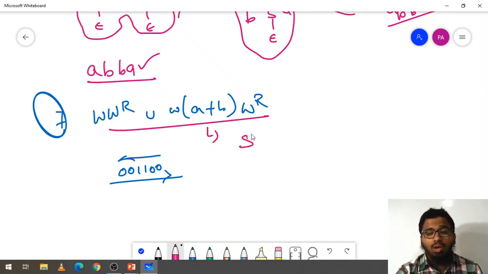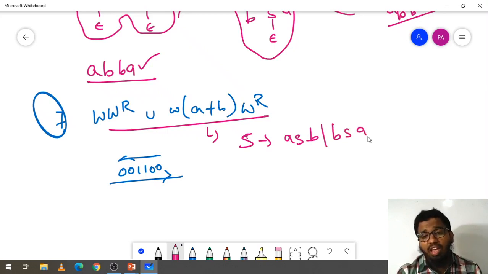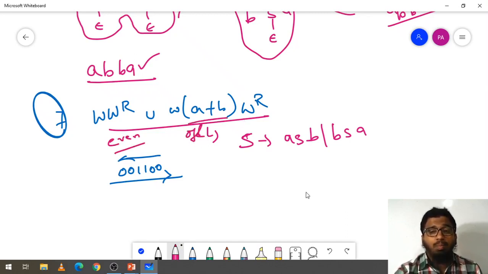For this palindrome, how to make the grammar for this language: first is for the equal number of A's and B's. For that we already know S to A S A or B S B. If you do A S A or B S B, we will get the equal number of A's and B's, a palindrome. But this one is even, and if you want the odd, then you must add the plus. So you can add any one of these, A or B.